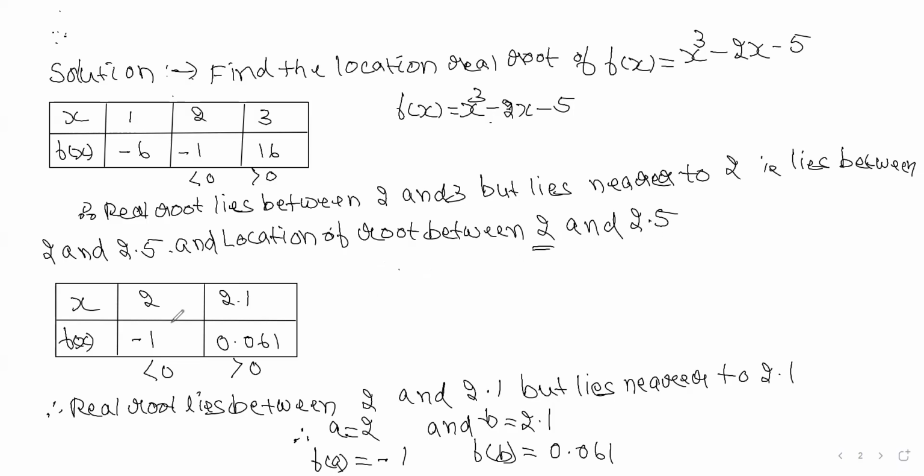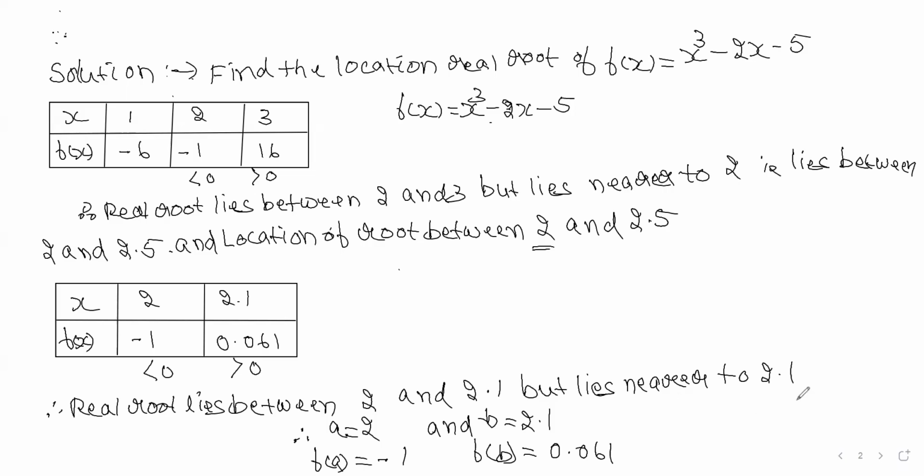And the step is 0.1, not 1. Earlier we took the step as 1 because the difference between 1 and 2 is 1. Here the difference between 2 and 2.1 is 0.1. Therefore, the step is 0.1. And press it. For 2, you are getting minus 1. For 2.1, you are getting 0.061. This is negative, less than 0, and this is more than 0. The rest of the values are not necessary. Therefore, you can write that the root lies between 2 and 2.1.